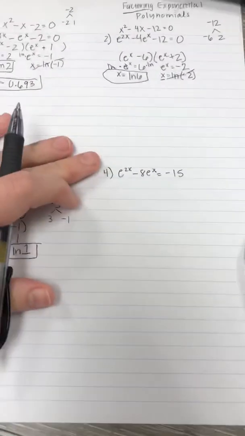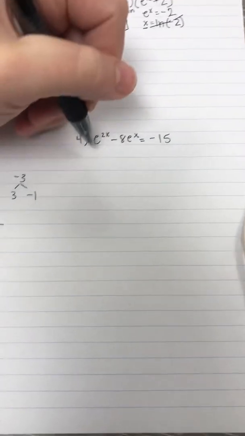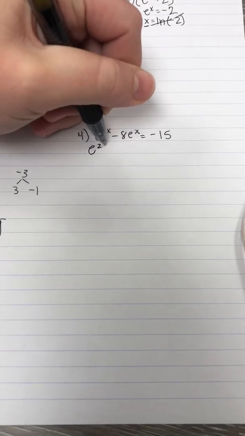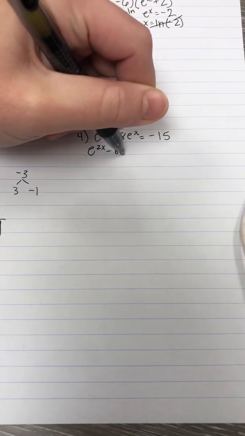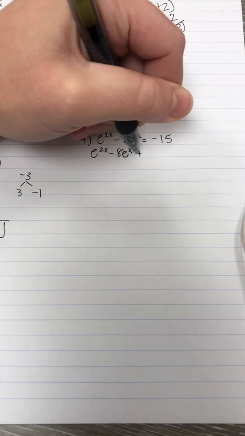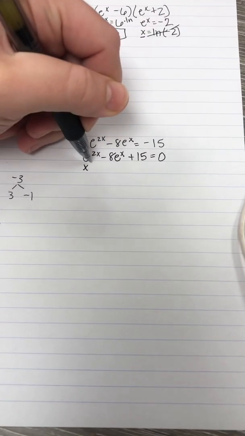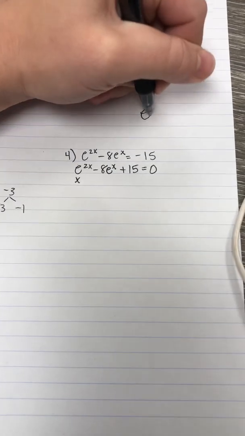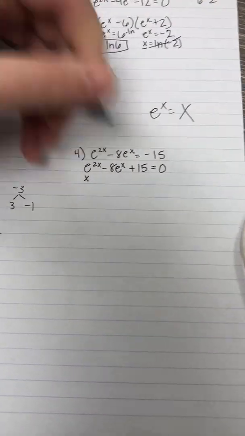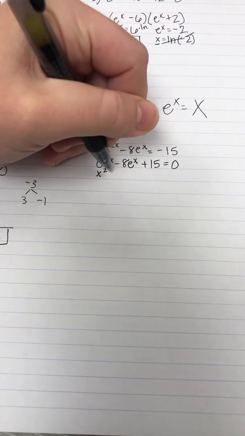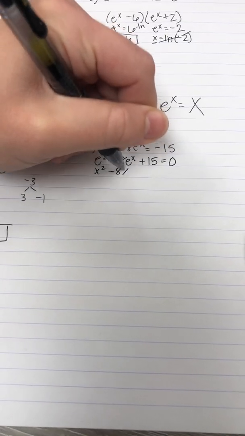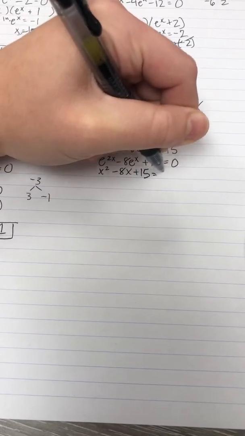All right, feel free to pause this one and do it on your own before continuing, but I'm going to go ahead and move that 15 to the left side. We're going to rewrite this just in like a polynomial form. And remember, e to the x is just our x for this. So it becomes x squared minus 8x plus 15 is equal to 0.